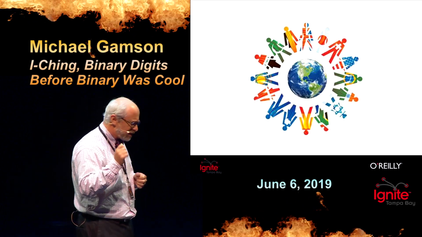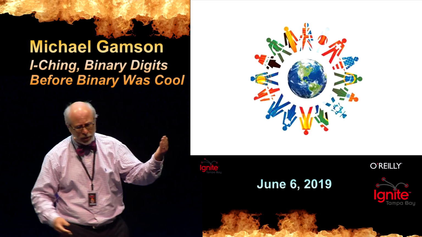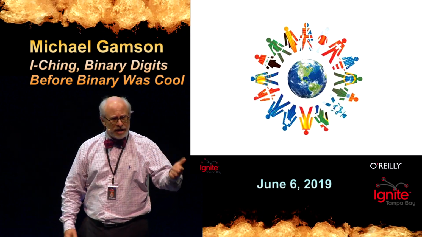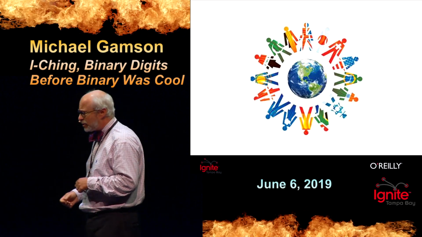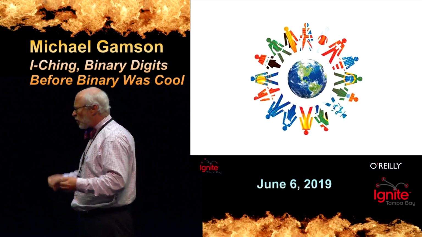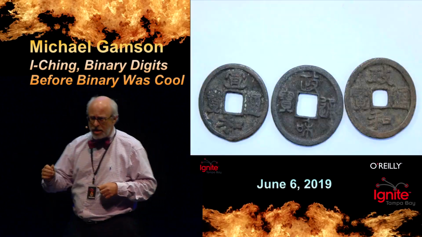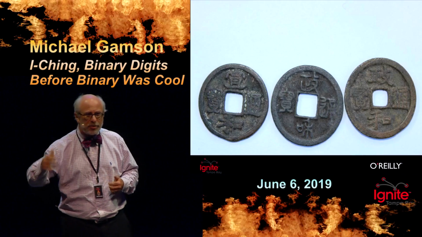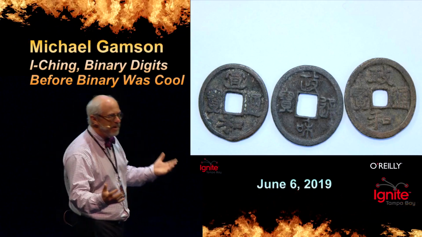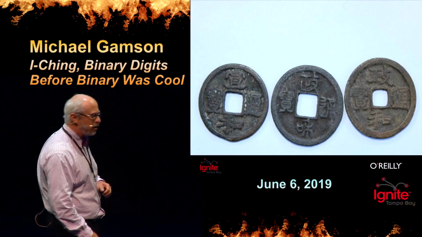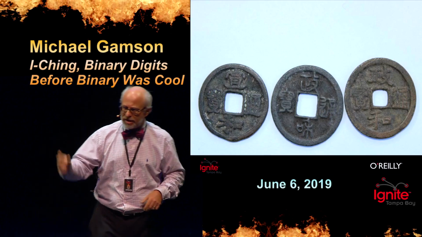And the I-Ching works a lot like a computer. It has an input and it has an output. The input is not a keyboard or a mouse, but it's 3 coins. When you throw these 3 coins, you end up with the output. And the output is a binary digit, a bit. But it's not a 1 or a 0. It's a yin line or a yang line.